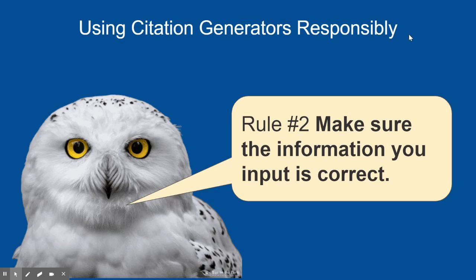The next thing is make sure the information you input is correct. Sometimes the citation generator will find the source for you and put the information in for you. If it can't find your source, oftentimes you will have to input the information yourself, and then it will put it all in the correct order and capitalize it and do all of the ticky-tacky little grammatical things for you. But you have to make sure you input the right information.